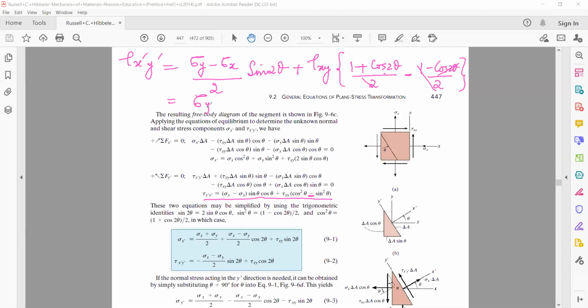So it will be (sigma y minus sigma x)/2 sine 2 theta plus 2 times, sorry, yes, 1/2 plus 1/2 is 1. So it is twice cos 2 theta divided by 2. 2 and 2 will cancel. So it will be tau xy cos 2 theta. Okay, the formula is also here.